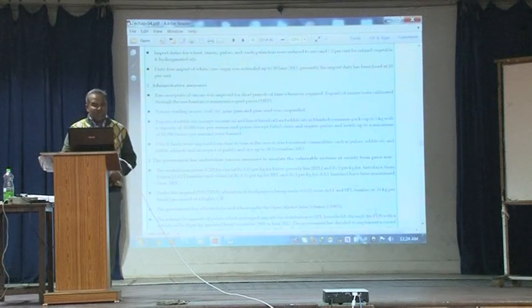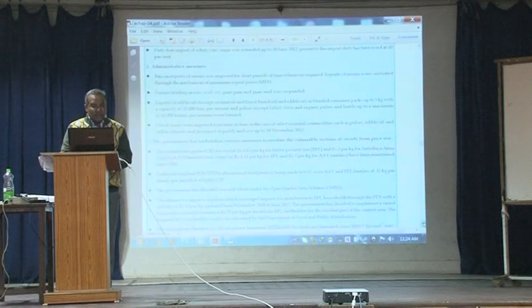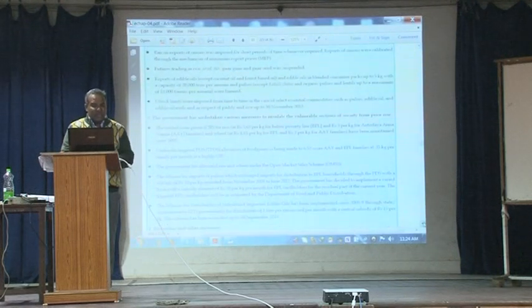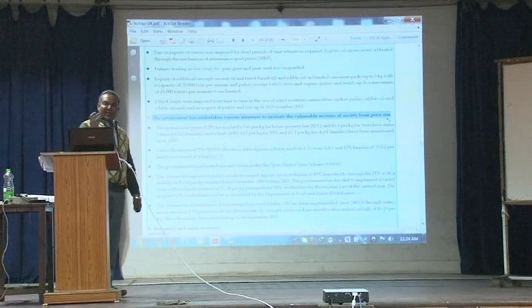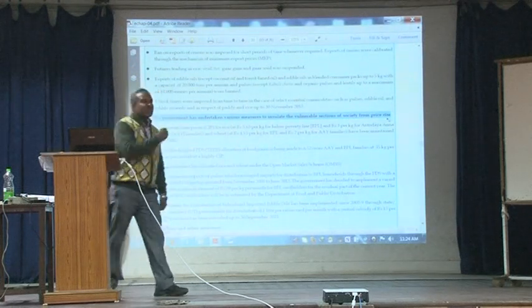This is called your administrative measures. Then the fourth aspect, that was the second, then come to the third aspect, this one. The government also undertakes various measures to insulate vulnerable sections from price rise. It can take special action for vulnerable sections.